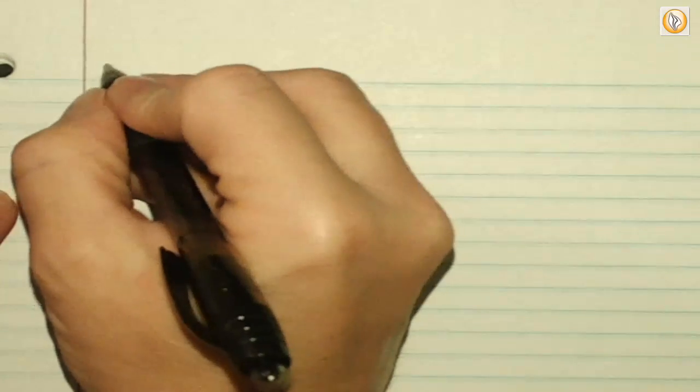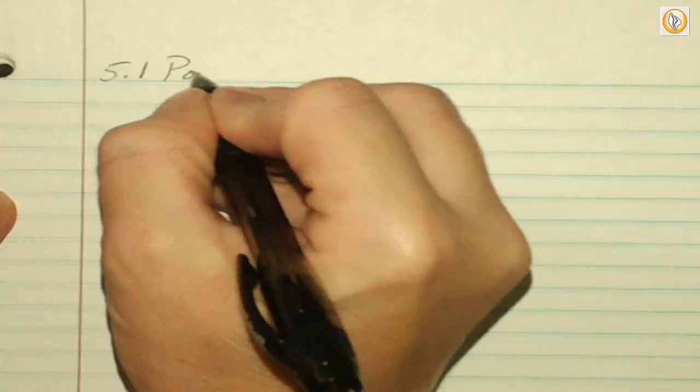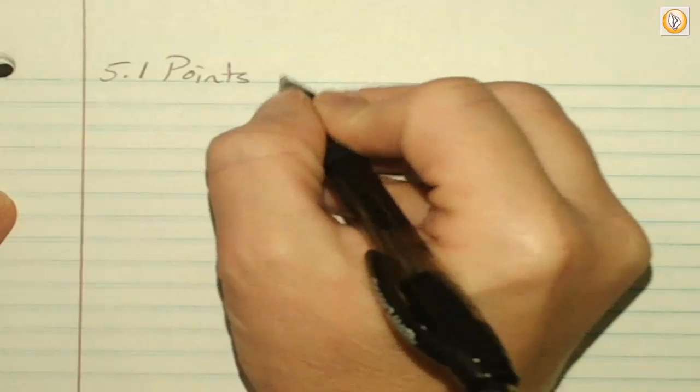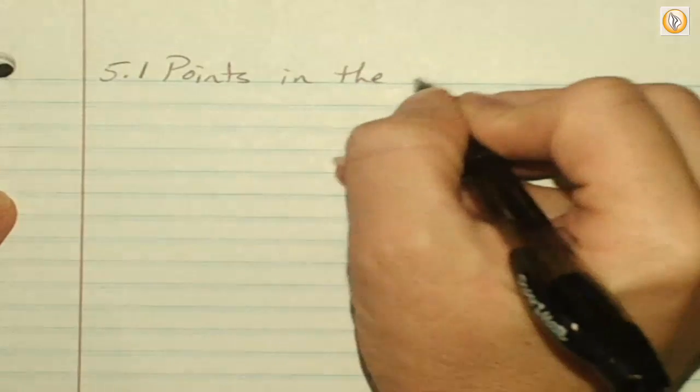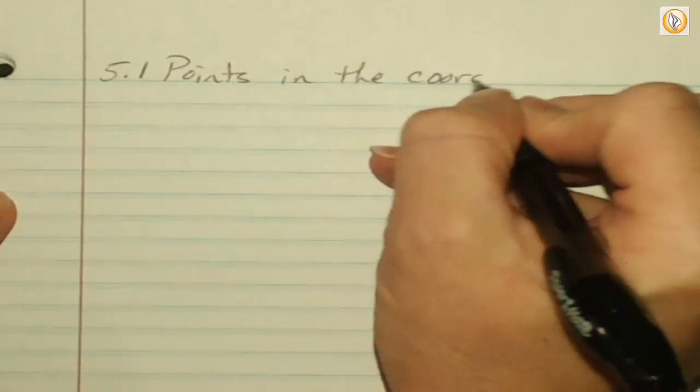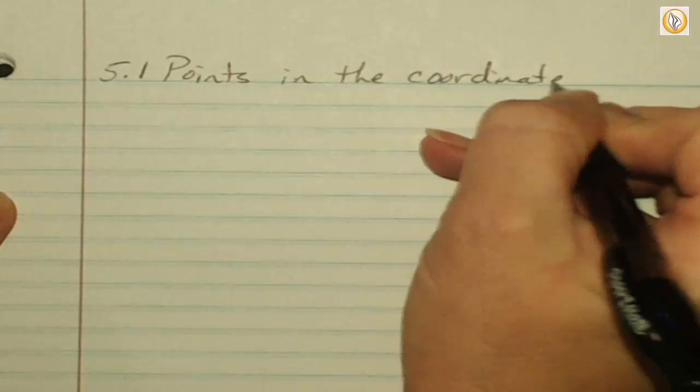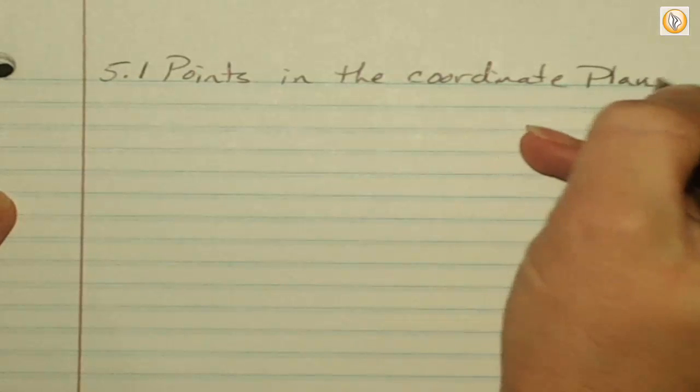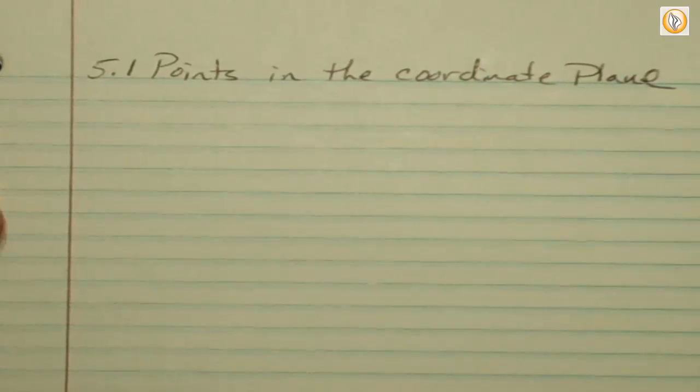Okay, we're doing 5.1, points in the coordinate plane. Points in the coordinate plane. Okay, we're getting into kind of a crazy chapter. Relations and functions. Ugh. Okay, so relations and functions.